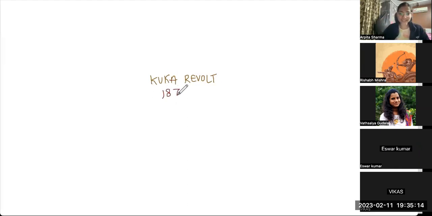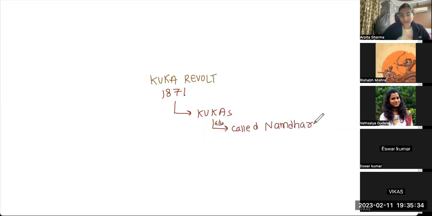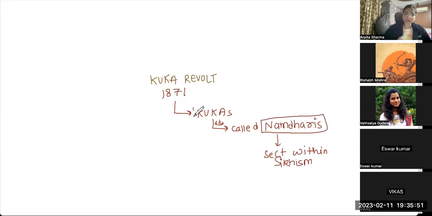So, the Kuka revolt, 1871. This is a one year revolt only, 1871. And who were the Kukas? So basically, they were called, write it down, Namdharis. And they were a sect within Sikhism. So basically this revolt involves the Sikh followers. Okay? Within Sikhism, there is a separate religious sect which is known as Namdharis. And they are also known as Kukas. We also call them Kukas. Okay, point clear till here.